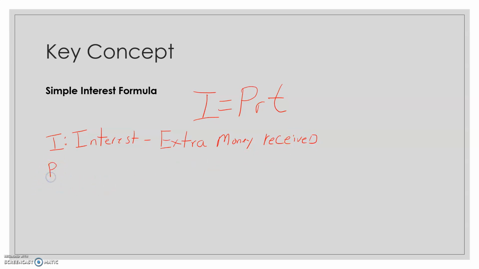All right, second part of our problem is P. P stands for principal. Principal is the original amount borrowed, so it's your starting amount. If you put $5,000 into the bank, your principal is $5,000. If you borrow $50, your principal is $50. It's the original amount that is borrowed.